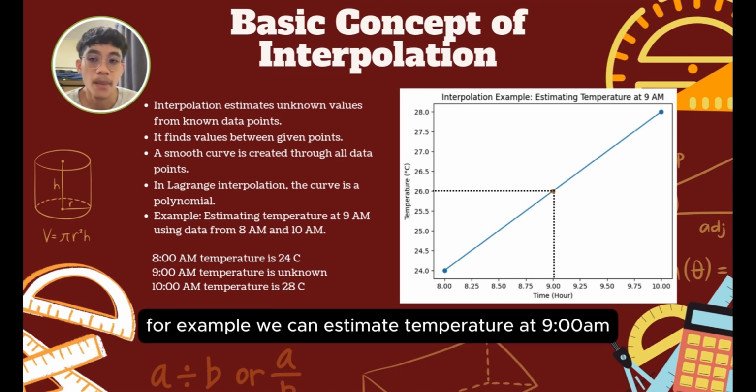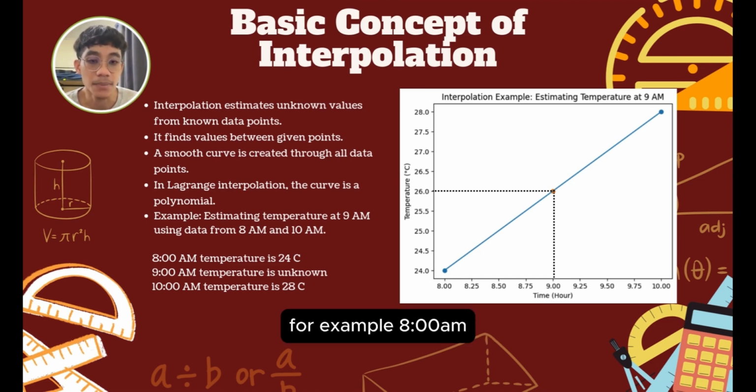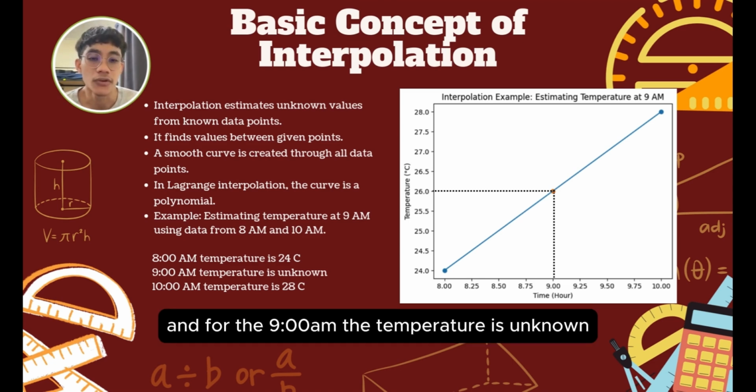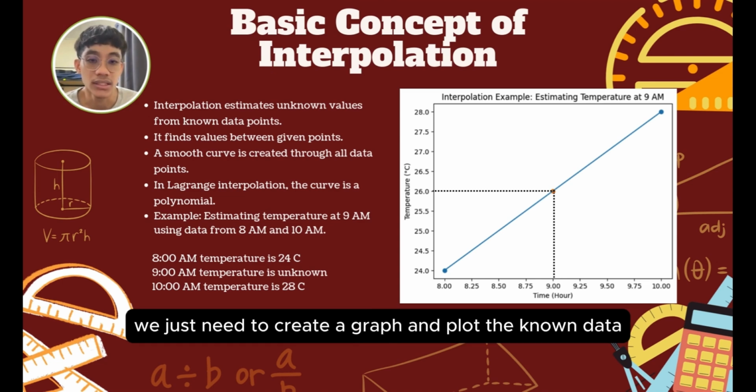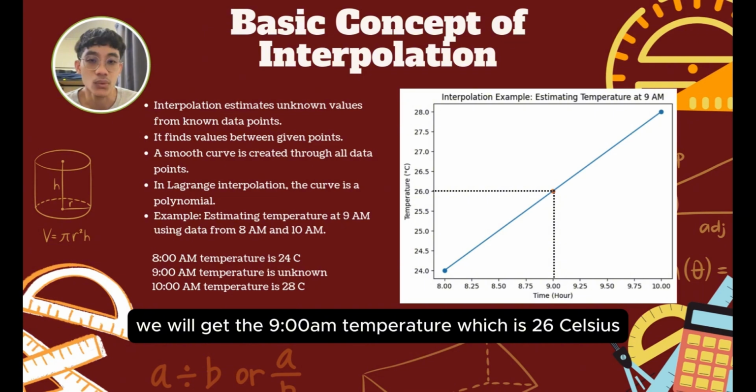For example, we can estimate the temperature at 9 am using data from 8 am and 10 am. For example, at 8 am the temperature is 24 Celsius and at 10 am the temperature is 28 Celsius. For 9 am the temperature is unknown, so we just need to create a graph and plot the known data, which is 8 am and 10 am. After that, we will get the 9 am temperature, which is 26 Celsius.